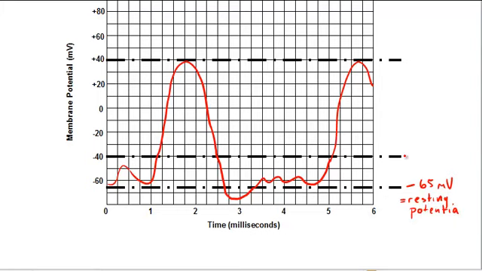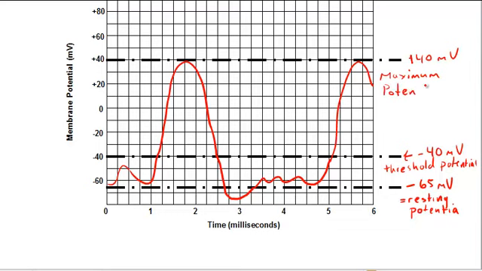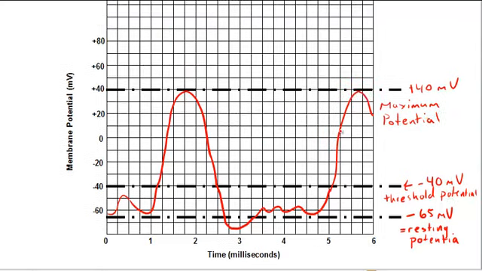This is negative 40 millivolts, which is the threshold. Once you reach threshold potential, the signal is going to be sent, all or nothing. And at the top, we have plus 40 millivolts, which is our maximum potential. So if you're feeling more pain, it's not that it's gone above plus 40, it's just that the neurons are either firing more frequently or more neurons are firing together.